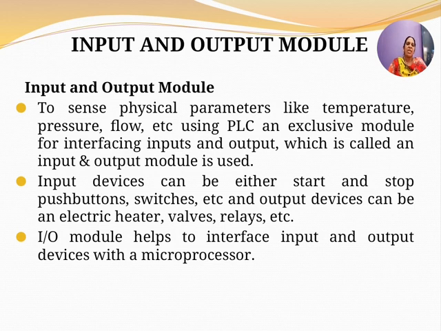Input devices can be either start and stop type. It may be either push buttons or switches, etc. And the output devices can be an electric heater, a valve, a relay, a light or a lamp. So IO modules help to interface input and output devices with your microprocessor.